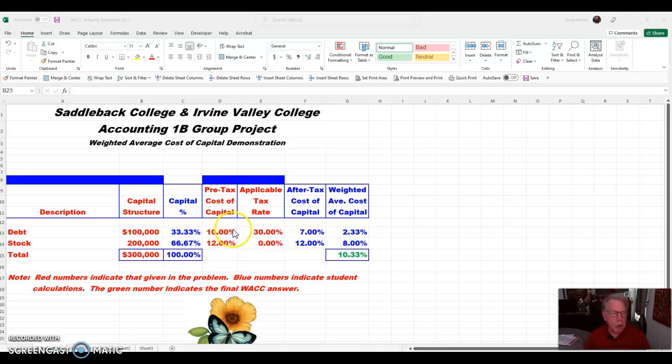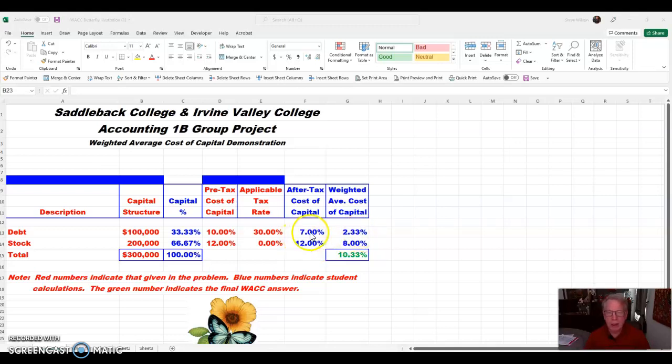So if I looked on the loan documents for that debt that we might borrow from a bank, it's going to say 10%. But our applicable tax rate is 30%. So we calculate the after-tax cost of debt by multiplying the 10% times 1 minus the tax rate. So 1 is 100% minus 30% is 70%. 70% of 10% is 7%. Okay. And then we take the 12% from stock and just bring it over because it's already after tax.